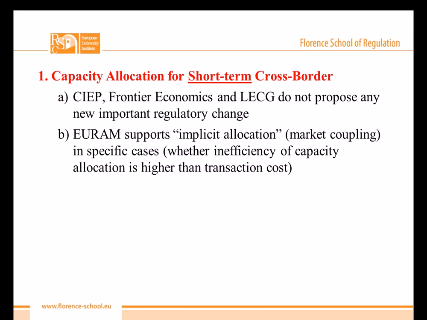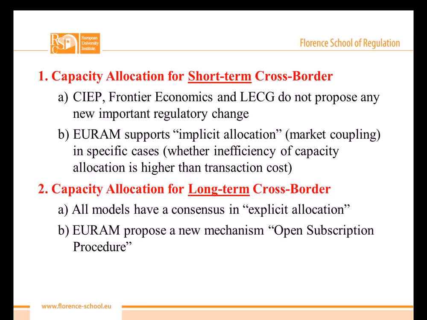First, for short-term cross-border capacity allocation, CIEP, Klingendahl, Jacques de Jong, Frontier Economics, Gaz de France Suez, LECG, Ofgem do not propose any new important change. URAM, Sergio Ascari, my advisor, supports implicit allocation, like me, market coupling, but only for specific cases where the inefficiency of capacity allocation is higher than transaction costs. Long-term cross-border, all models have a consensus on explicit allocation. URAM, Sergio Ascari, is proposing on top a new mechanism, the open subscription procedure. We will see it again in a moment.